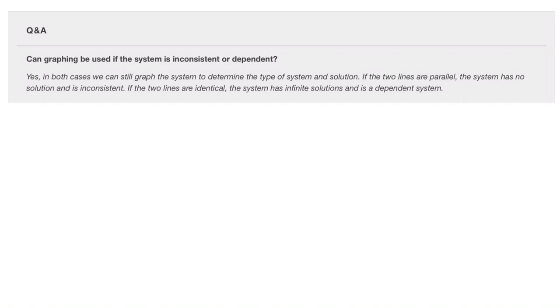If the two lines are parallel, the system has no solution and is inconsistent. If the two lines are identical, the system has infinitely many solutions and is a dependent system, right?